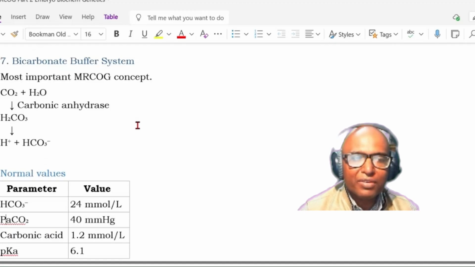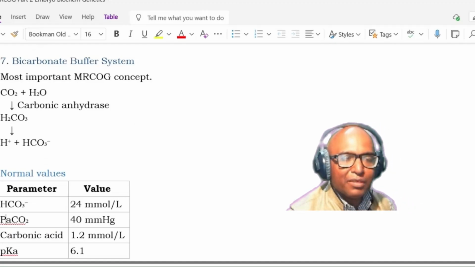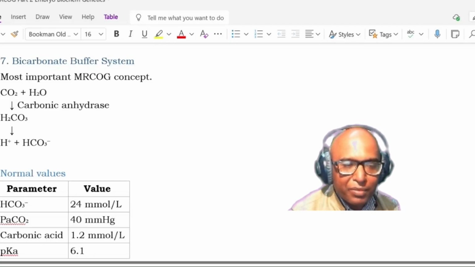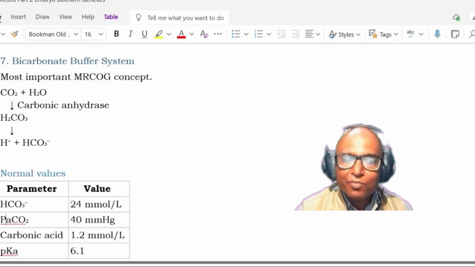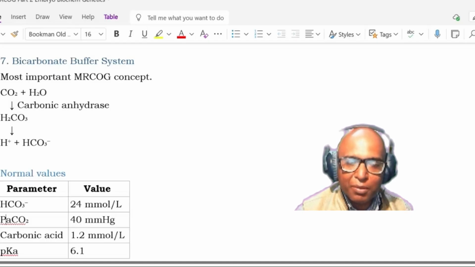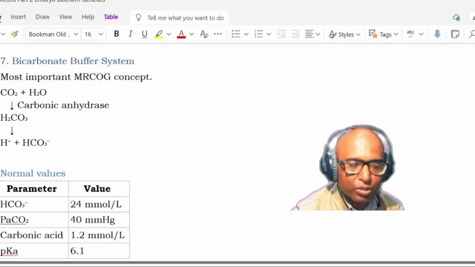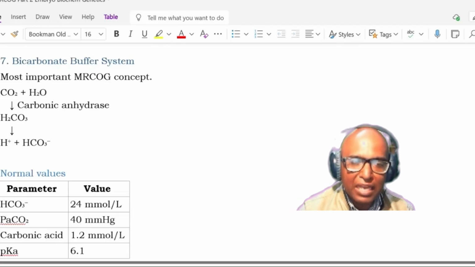The most important buffer is the bicarbonate buffer, you should know. In this bicarbonate buffer, carbon dioxide combines with H2O, that is water, in the presence of carbonic anhydrase enzyme, and forms H2CO3. This H2CO3 is broken into H plus and HCO3 minus, that is bicarbonate. These equations will not be asked, but the bicarbonate levels and PaCO2 levels you are supposed to know. This is just for understanding purposes. So CO2 plus H2O in the presence of carbonic anhydrase forms H2CO3, which is further broken down into H plus and HCO3 minus.